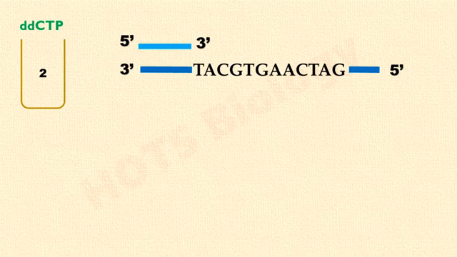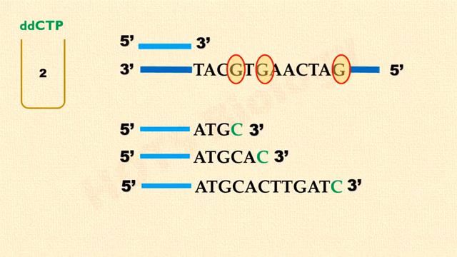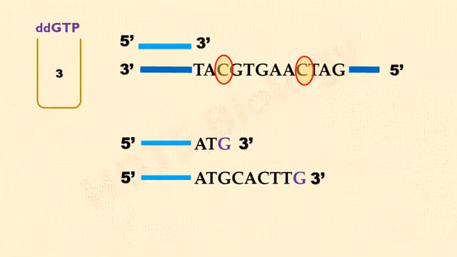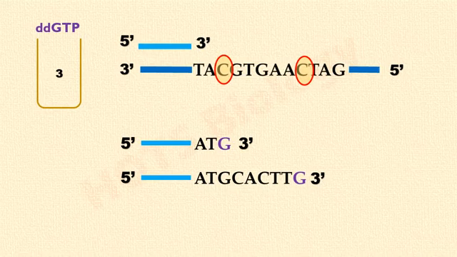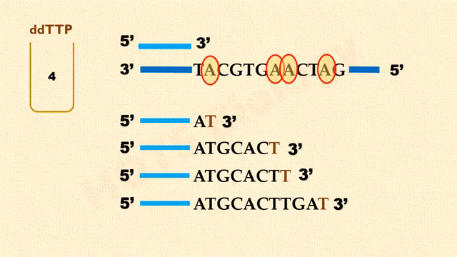Similarly, 3 partial replication products will be produced in the second reaction, where ddCTP will be incorporated occasionally, complementary to guanine residue. In the third reaction, 2 partial replication products are produced. And in the fourth reaction, 4 partial replication products are produced.